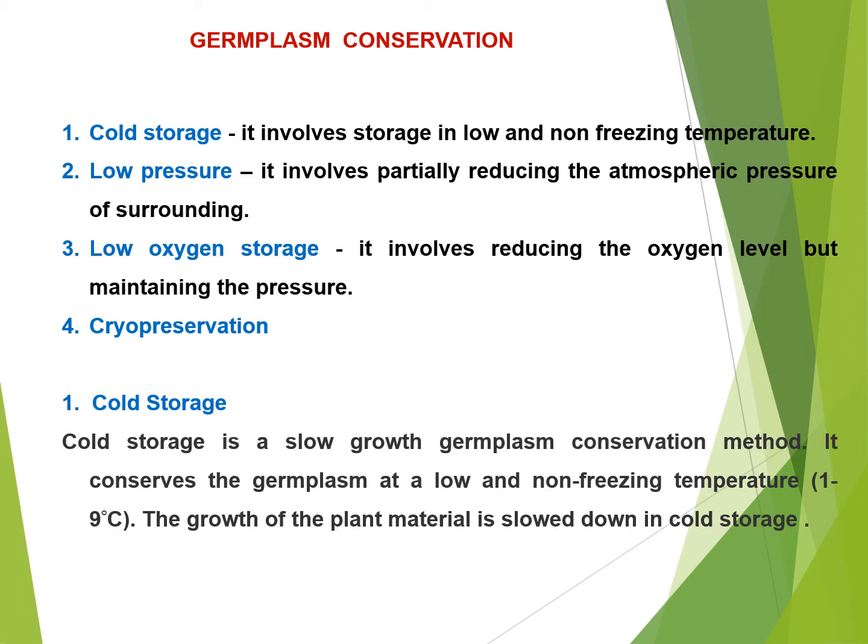In low pressure storage, partial reducing of the atmospheric pressure of the surrounding is done, while in low oxygen storage, reducing the oxygen level but maintaining the atmospheric pressure is done. In cryopreservation, the germplasm is stored at extremely low temperatures of minus 80 degrees centigrade to minus 180 degrees centigrade.